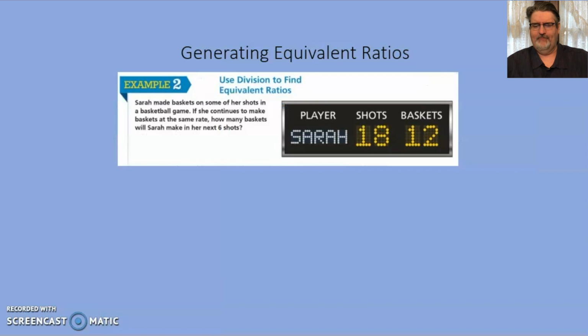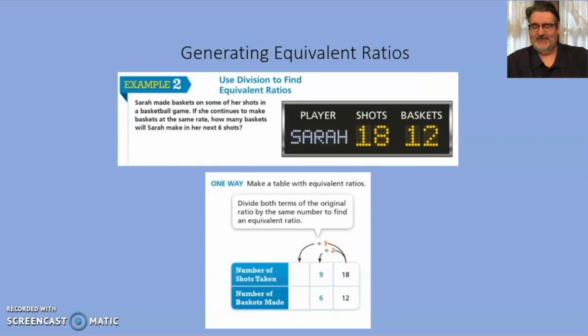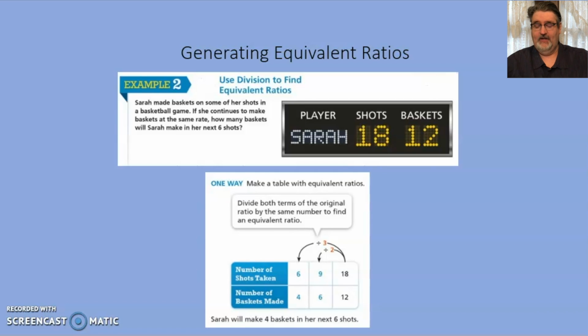Let's look at this second example. This is using division to find equivalent ratios. Sarah made baskets on some of her shots in a basketball game. If she continues to make baskets at the same rate, how many baskets will Sarah make in her next 6 shots? It shows that Sarah took 18 shots and made 12 baskets. So we're going to divide. On this one, 18 divided by 2 gives us 9, and 12 divided by 2 gives us 6. Well, when we divide by 3, 18 divided by 3 is 6, and 12 divided by 3 is 4. So Sarah will make 4 baskets in her next 6 shots.